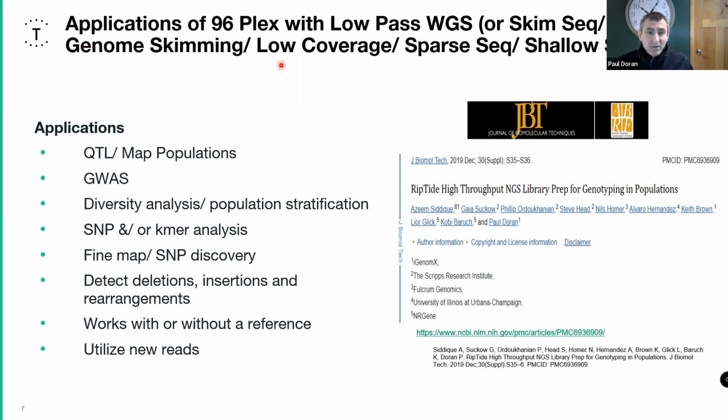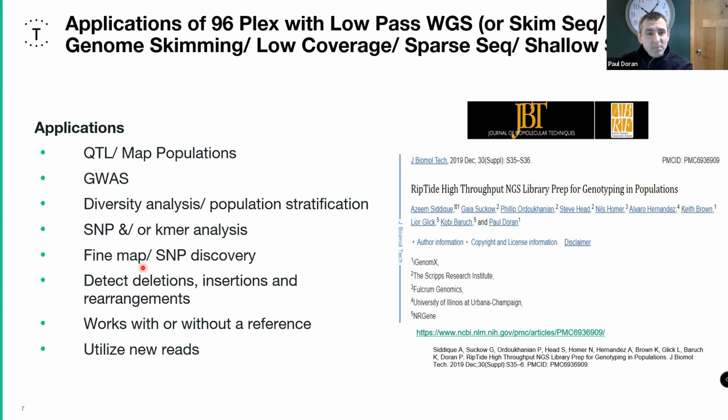You've got genome skimming, low coverage, Sparse-Seq, shallow-Seq, and if people know of other things that it's called, please put that in the chat/Q&A. So some of the applications for this assay: QTL analysis, which is what Jason's going to be talking about, and mapping populations. You can do GWAS, you can do diversity analysis and population stratification.